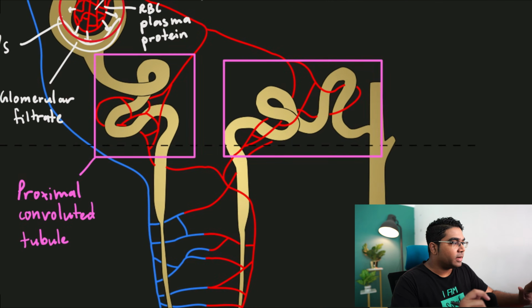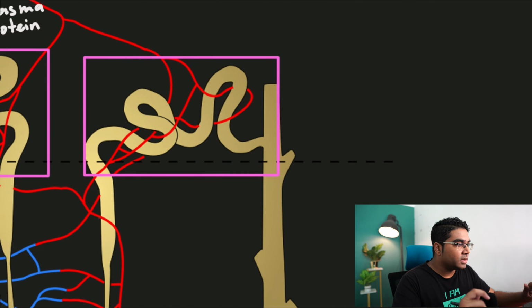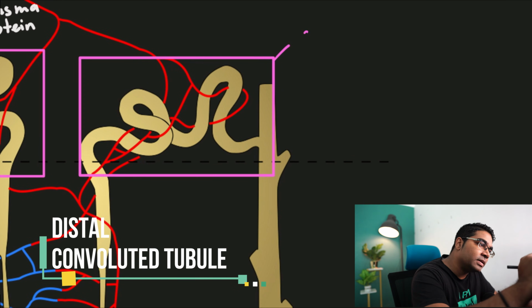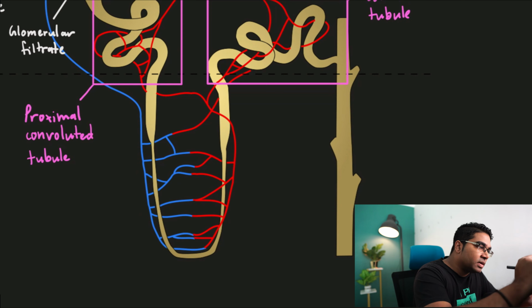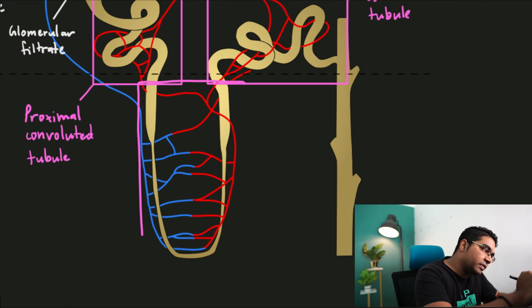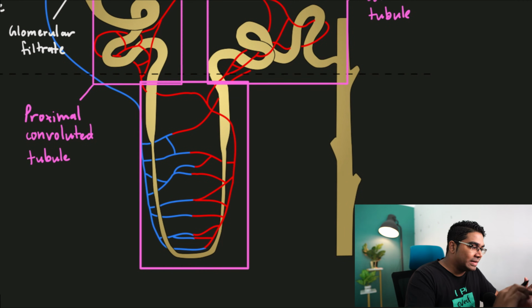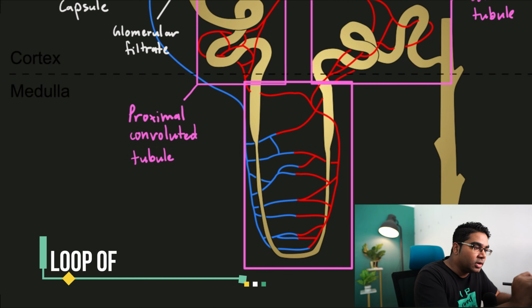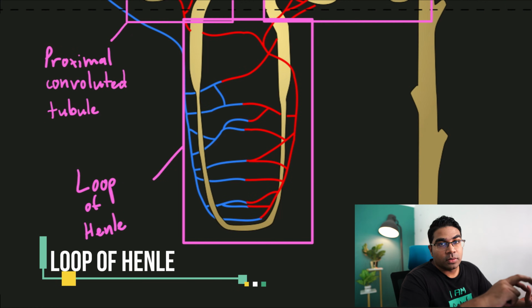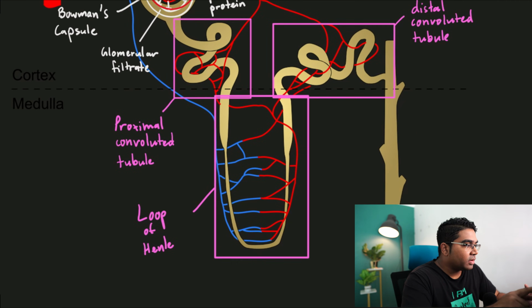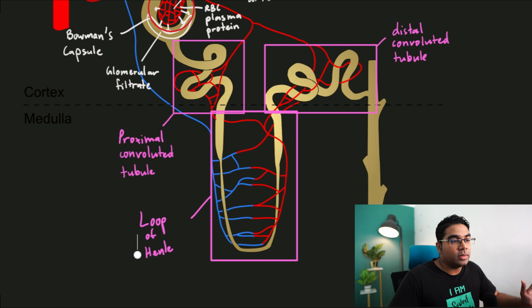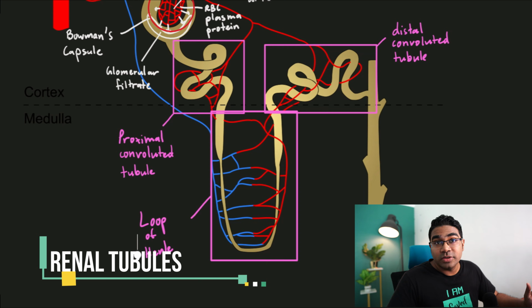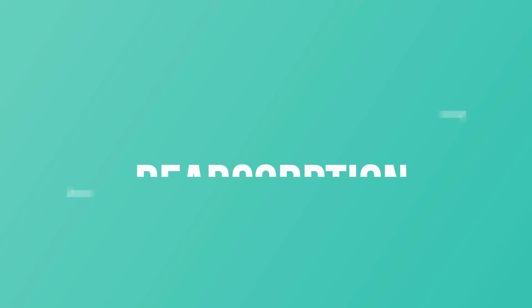And the one on the other end, as we go on further, this is the distal convoluted tubule. And the one that you see in the middle here, this loop at the bottom, is known as the loop of Henle. And so these three structures, the proximal convoluted tubule, the loop of Henle, and the distal convoluted tubule, are known as the renal tubules. After ultrafiltration takes place, the next process is actually reabsorption.